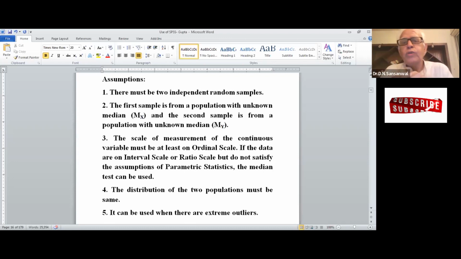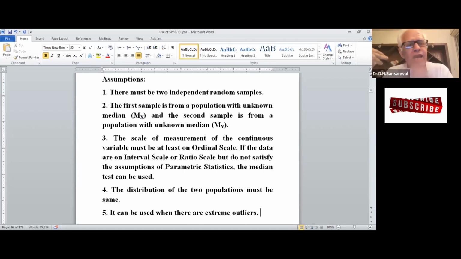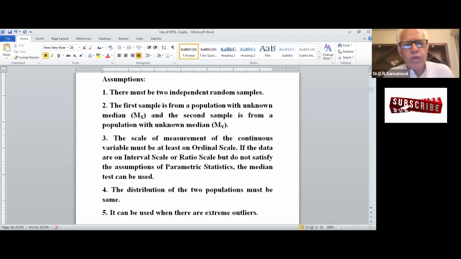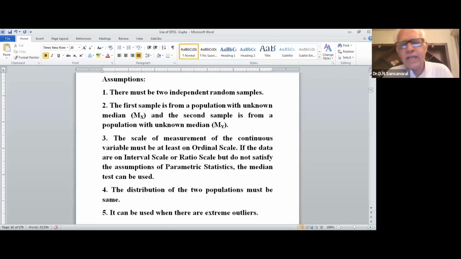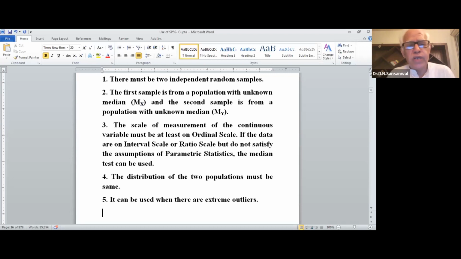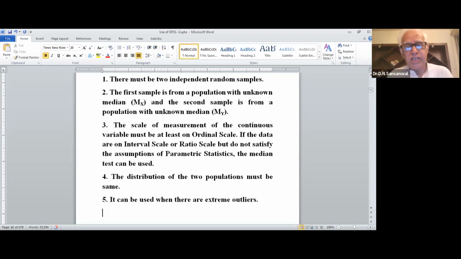Why? Because it is the median. So outliers, let them be, it does not make a difference because some outliers may be above the median and some may be below the median. So that's perfectly correct. Nothing wrong in that, because when you are calculating the median, you are taking the complete data. Now, these are some of the assumptions which you have to see, and they are not very strong assumptions. So that is why the median test does not belong to the parametric statistics. It belongs to the non-parametric statistics.